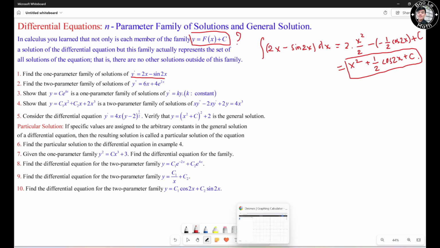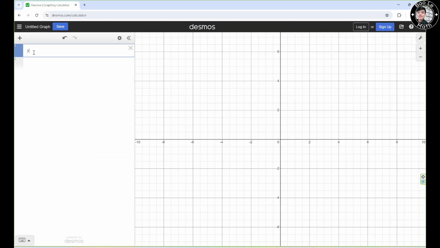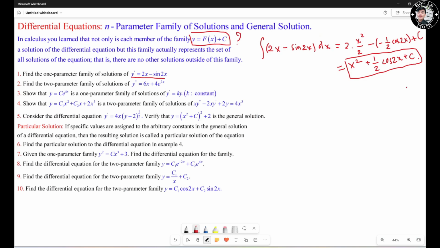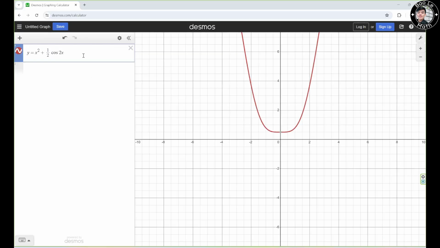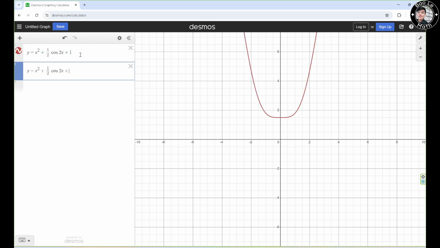If we want to show the family of solutions of the differential equation, we're going to use graphs to draw this one. So we have y equals x squared plus 1/2 cosine 2x. Now, if you look at this, you see that it's going to be plus a constant. So you just let the constant equal 1, 2, 3, something like that, and you will have the family of solutions. So add 1, I get this one. Now I do the same thing for the second one, but I'm going to add 2.